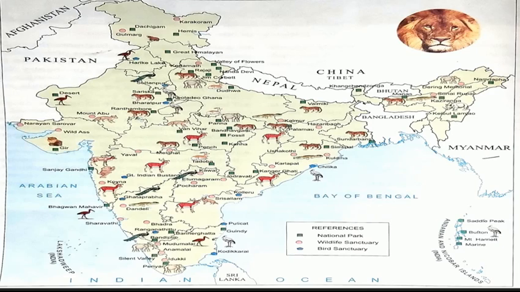In this particular slide there is a map in which the most important national parks, wildlife sanctuaries and bird sanctuaries are shown. Do stop the video for a while and go through the map, okay?